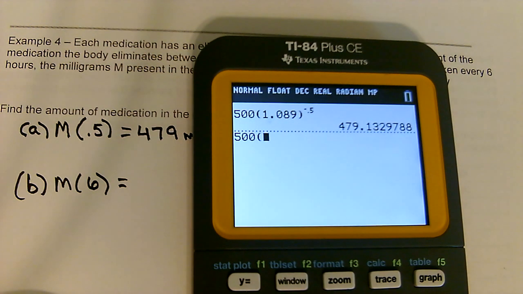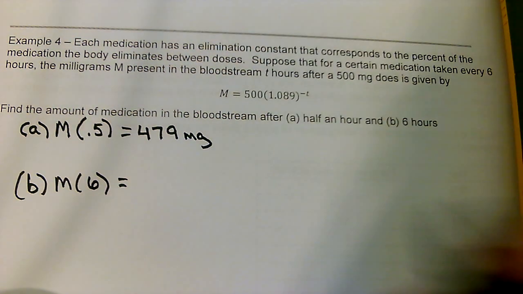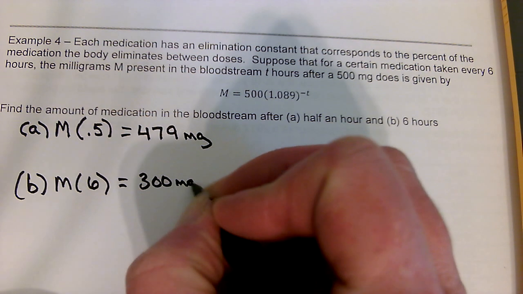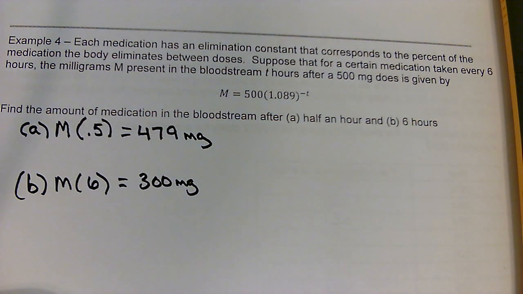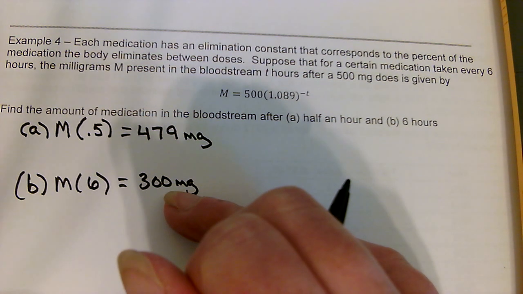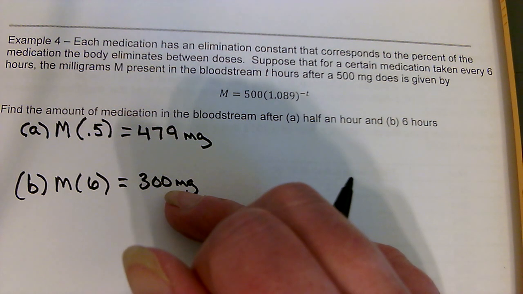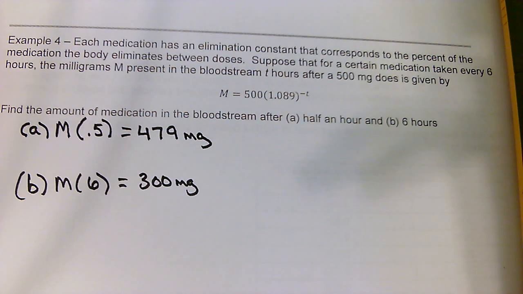After 6 hours, to the negative 6, 299.7 or 300 milligrams. So after 6 hours, only 300 milligrams is left. So 200 milligrams has been used up or eliminated through your body, which would be about 40% has been used up.